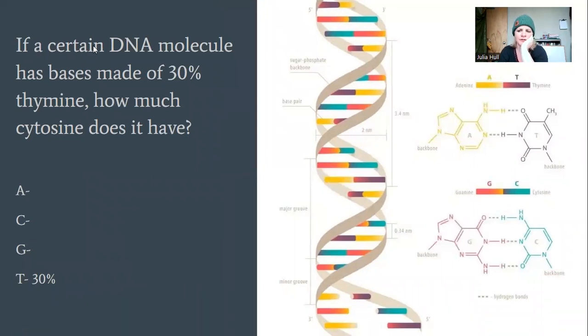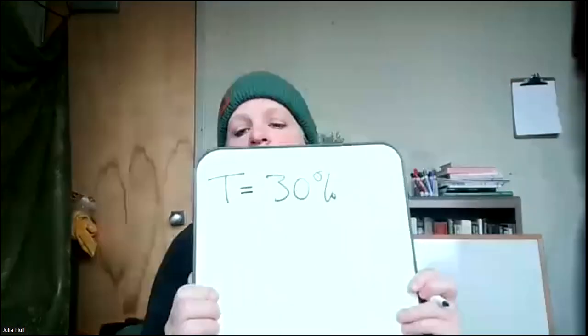So if a certain DNA molecule has bases made of 30% thymine, can we figure out how much cytosine it has? I'm going to stop sharing my screen for a second so I can write it out on the whiteboard. So we know, well, let me focus myself back. Nope, it's worse. Okay, so we said that thymine has 30%. Ooh, that's backwards. Okay, I'll just do it here. Share my screen again.